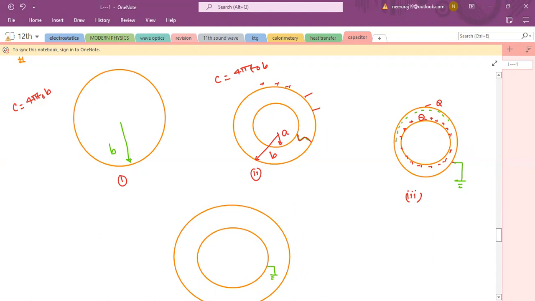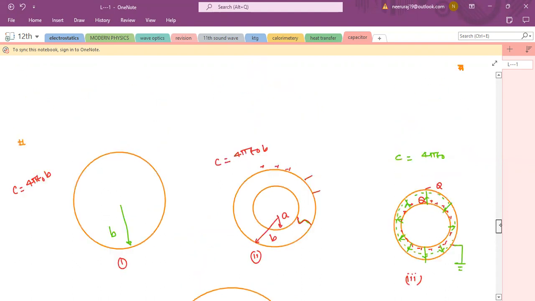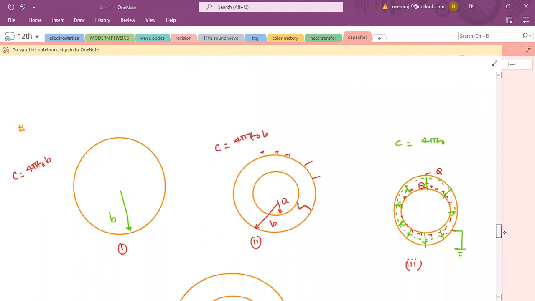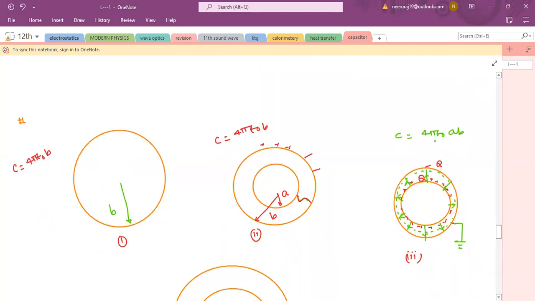And minus charge is going to come here. Okay, bacho? Minus charge is going to come on here. So the electric field is going to be established between these two plates only. So when the electric field is only between these two plates, how much is this capacitance? You have just done the proof of it. This capacitance is 4 pi epsilon naught AB divided by B minus A, right? When the capacitor's energy is confined to this region.